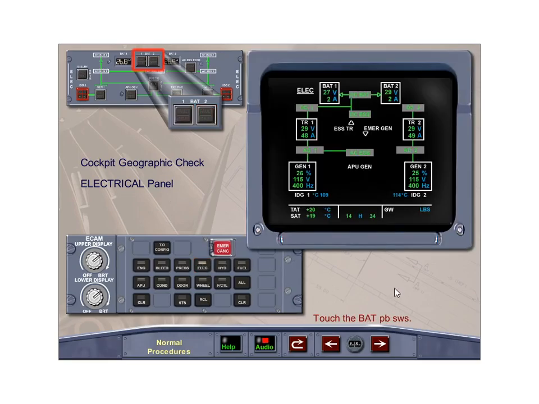The captain will select battery 1 and 2 push button switches off, pausing until the batteries indicate off on the ECAM electrical page. Touch the battery 1 and 2 push-button switches to turn them off.